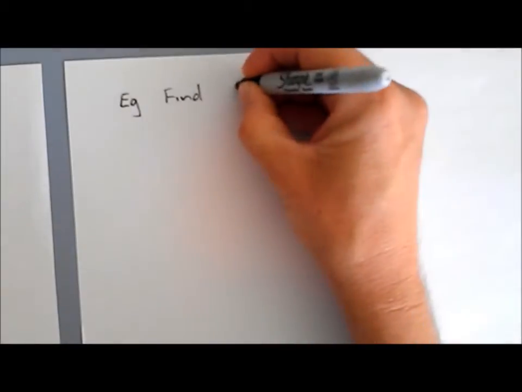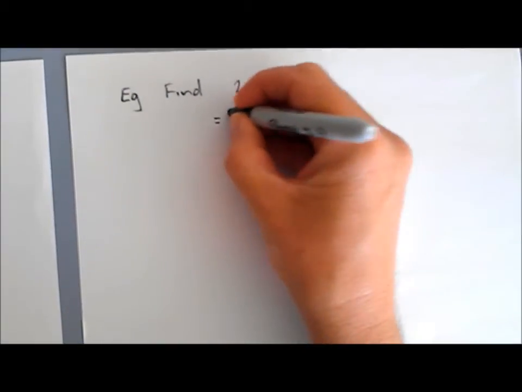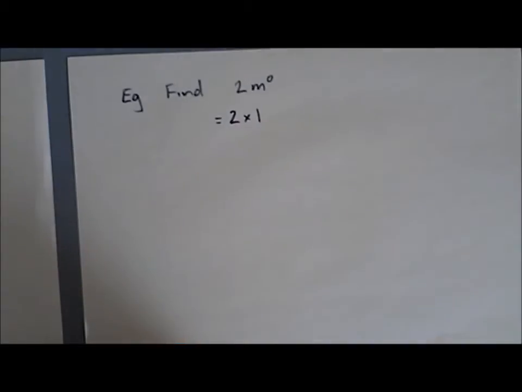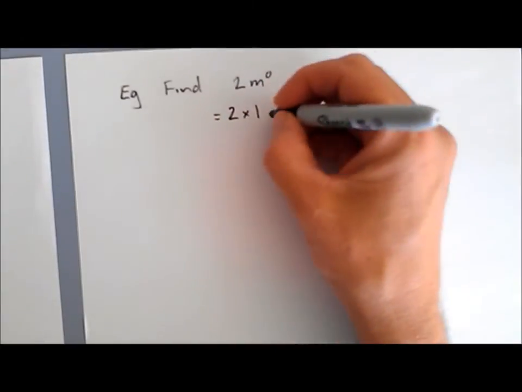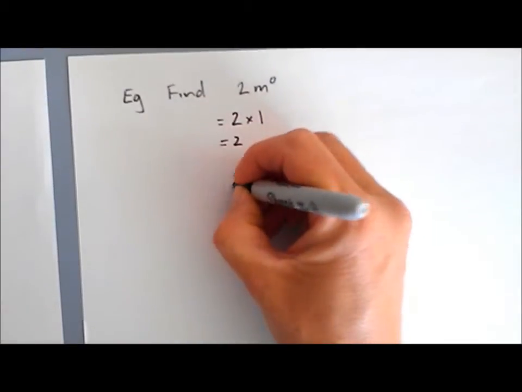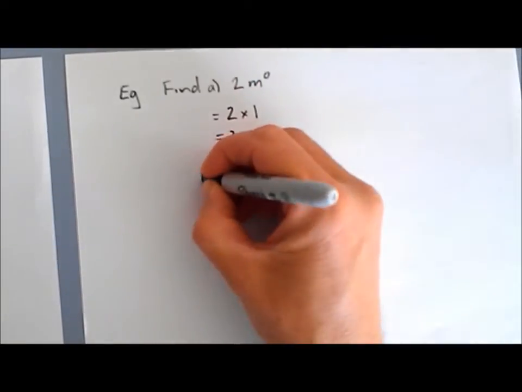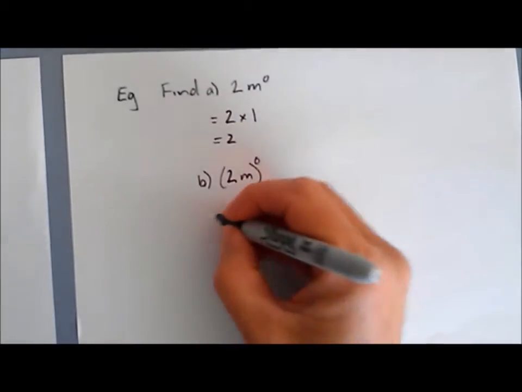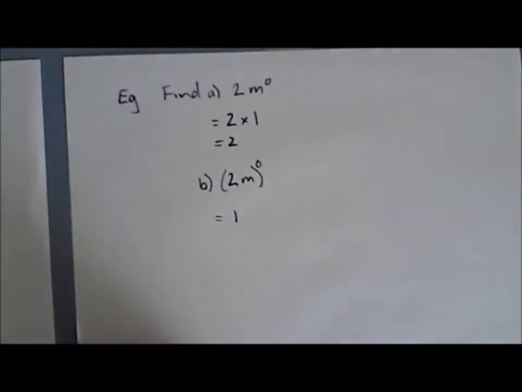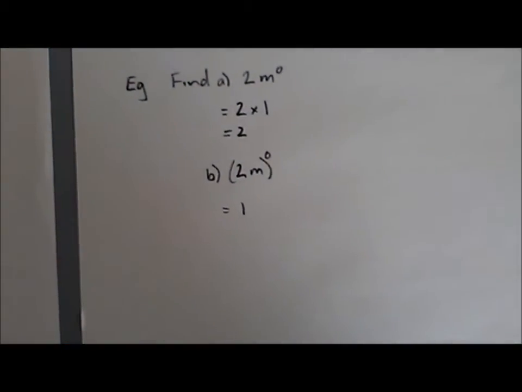So as a quick example, find 2m to the power of 0. That would be simply 2 times 1, because m is raised to the power of 0, which we know is 1, so the answer is 2. However, if I said find (2m) all to the power of 0, then that is going to be 1, because the whole thing is raised to the power of 0. So that's the zero index and how it can be used.